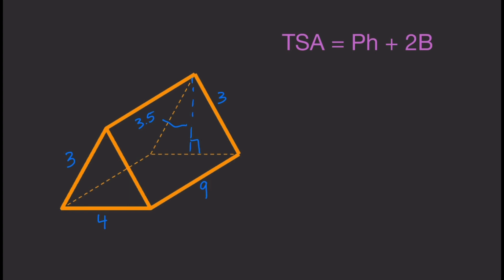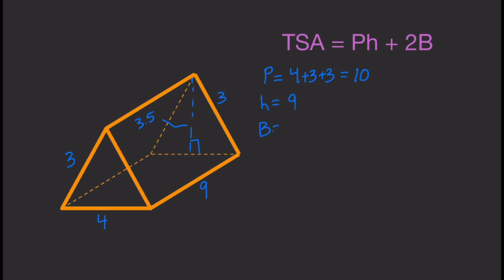So I'm going to go ahead and figure out my perimeter of my base and figure out the area of my base. So my perimeter of my base is going to be 4 plus 3 plus 3, which is just going to give me 10. My height is going to be 9. That's the height of the prism, not the height of the triangle.